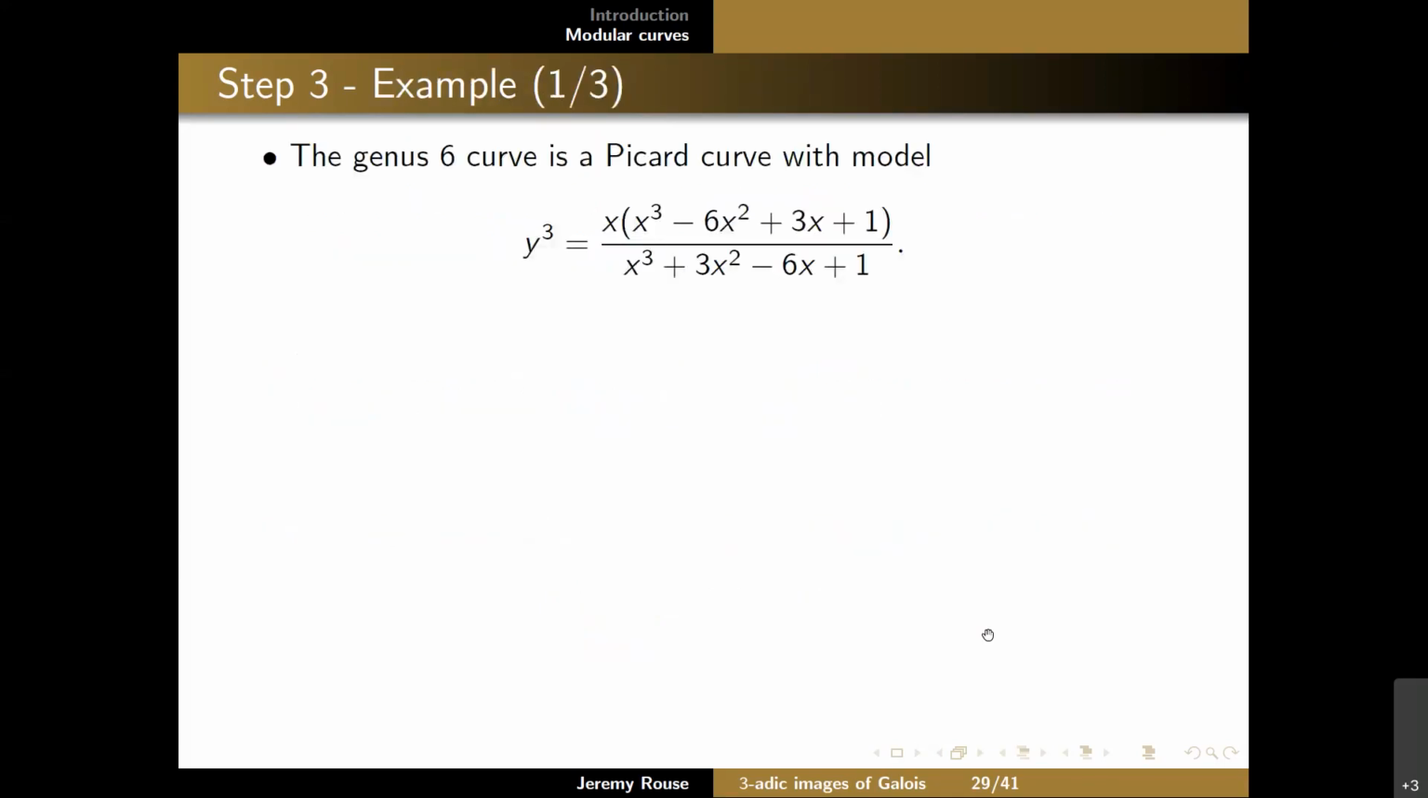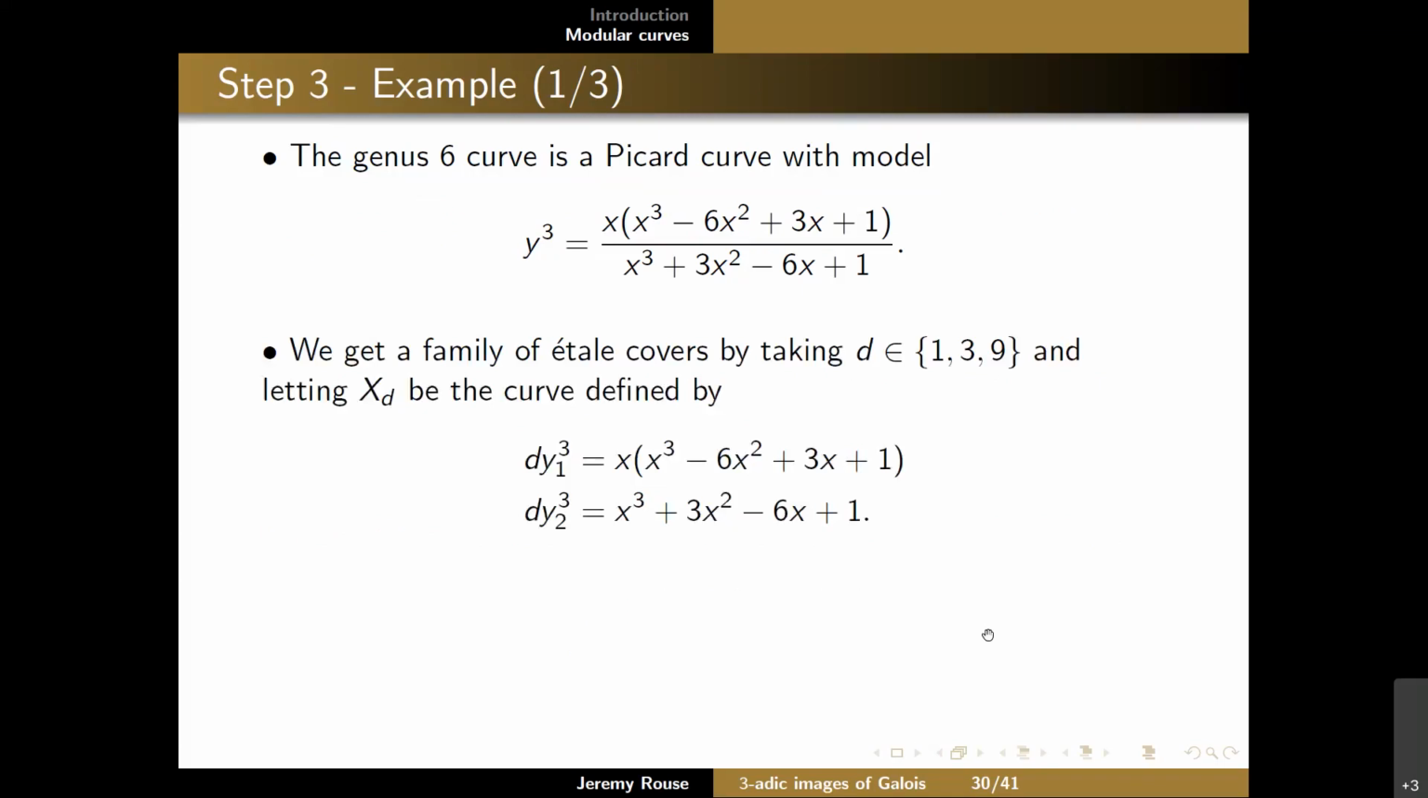So here is an example. The genus 6 modular curve that we work with is a Picard curve. It's a Z mod 3Z extension of P1, and here's a nice model for it. y cubed equals this degree 4 rational function. So we're interested in étale covers of this, and we can write down a family of étale covers. We let d be an integer that's either 1, 3, or 9, and we let X_d be this curve.